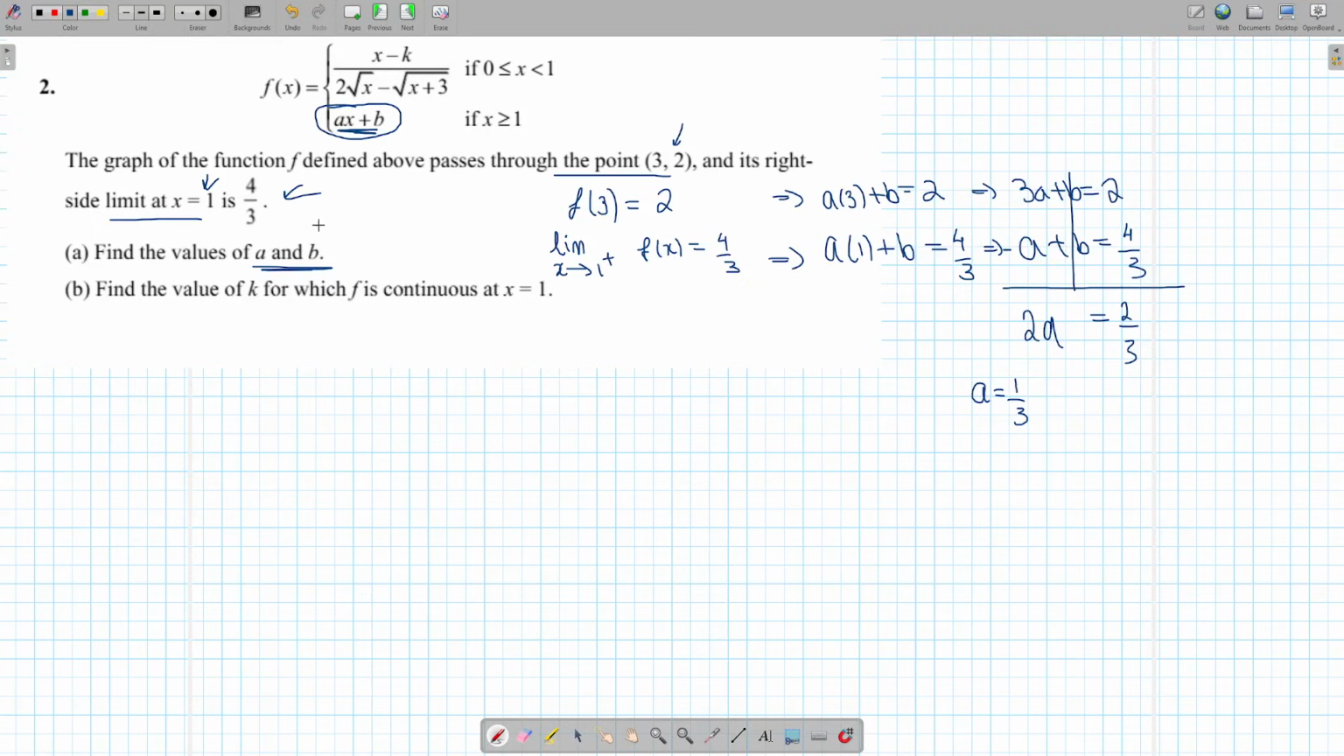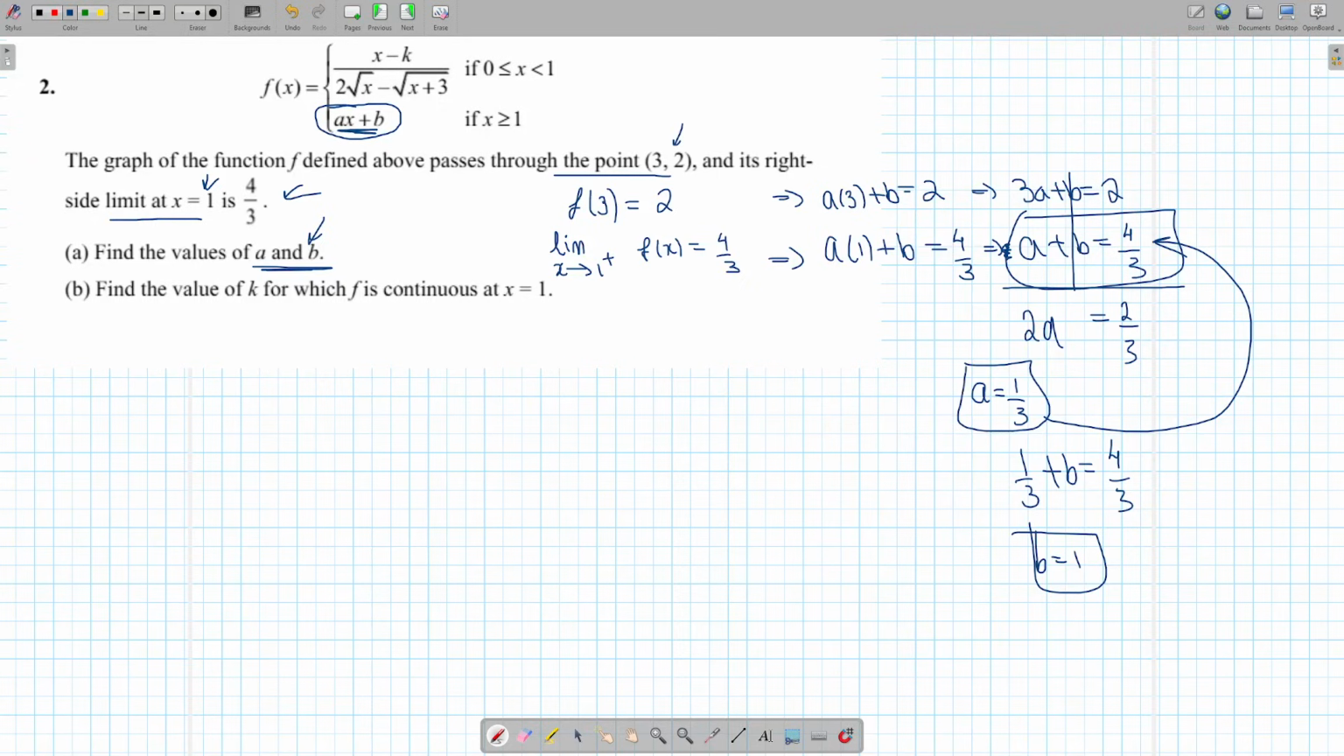And then we also want b, so let's throw this into here. We're gonna get that a, which is 1/3, plus b equals 4/3 from this equation. And b is equal to 1. So nice and easy. Part A, very easy.